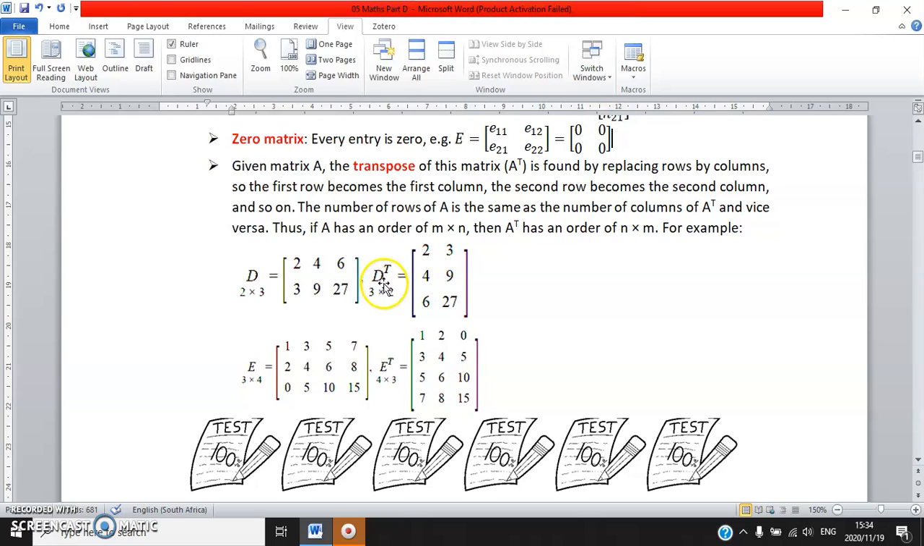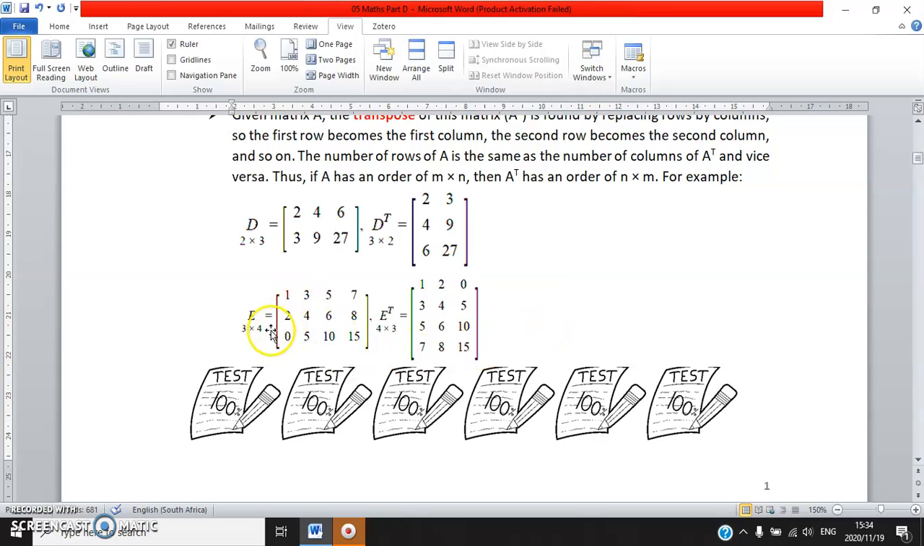But now for the transpose of D, the original first row, 2, 4, and 6 now becomes the first column. Similarly, the original second row with the entries 3, 9, and 27 now becomes the second column in the transpose of matrix D. This is another example, the original matrix 3 times 4, 3 rows, 4 columns, and then the transpose, then the original first row with the entries of 1, 3, 5, and 7, the first row of E now becomes first row of the transpose of E, okay, and so forth. Okay, I hope you are still doing fine.